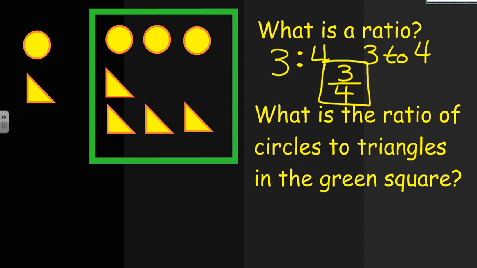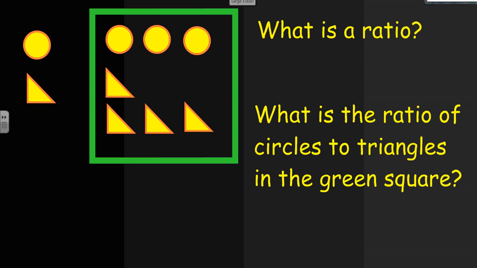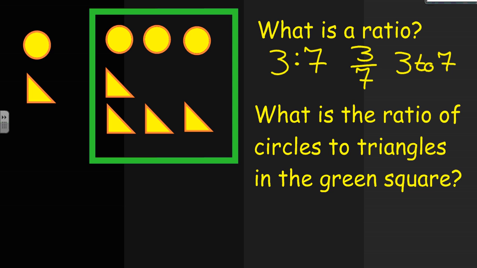Now, I could also compare the amount of circles to the total amount of shapes. That is comparing part to a whole. If I were to do this ratio, the amount of circles to the total shapes, I have 3 circles, and the total number of shapes inside the green square would be 7. So I could write it as 3 to 7, or in word form, 3 to 7. So those are three different ways to write a ratio.